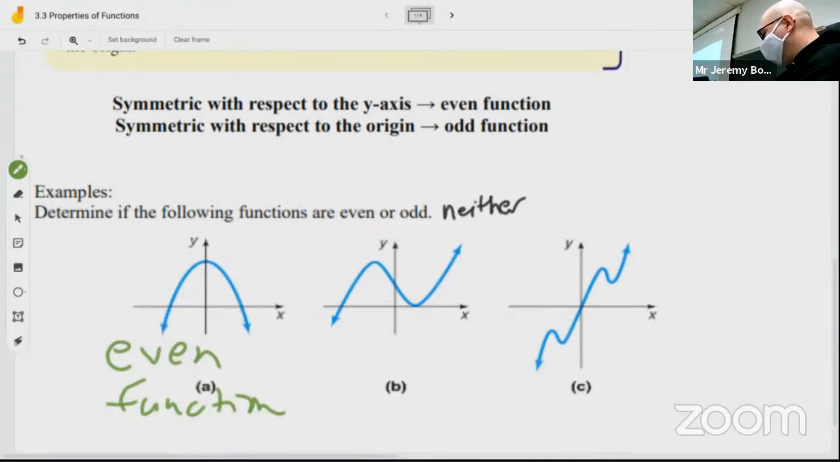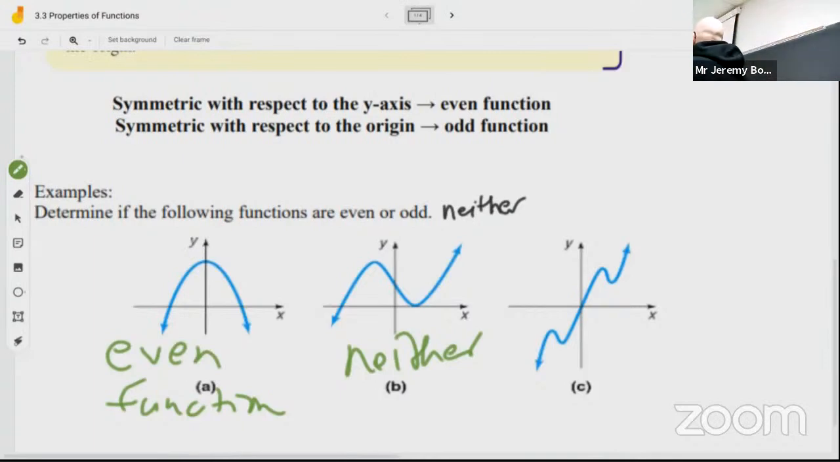What about graph B? That's not symmetric with respect to the y-axis. What about the origin? Does this match this? Does this match this? No, so this is going to be neither. This is just a function. It's not even, it's not odd. I think they have to say neither even nor odd or something like that. That's how they word it in that homework. Questions on B?